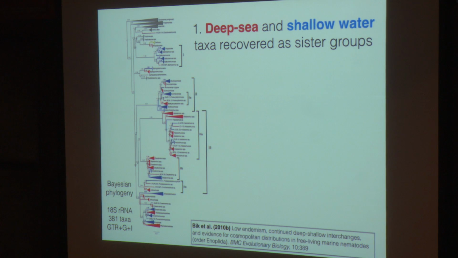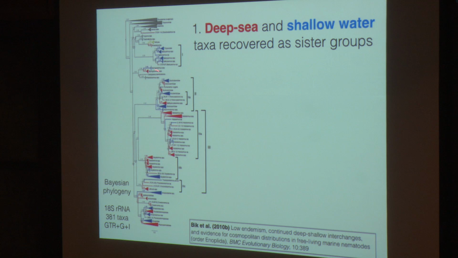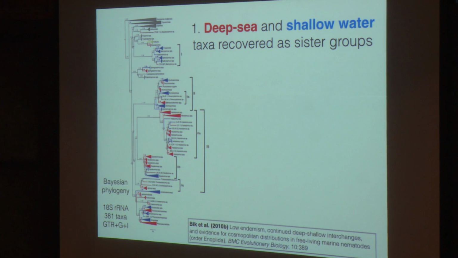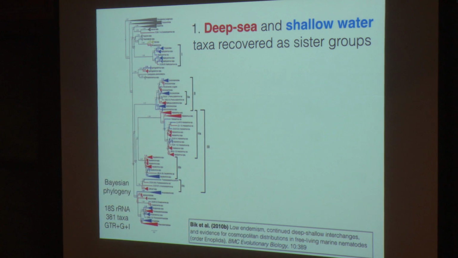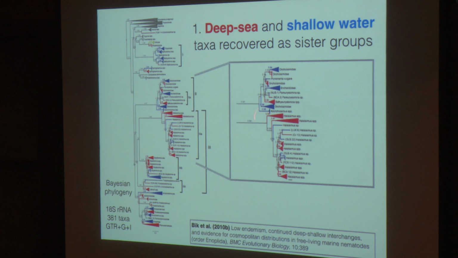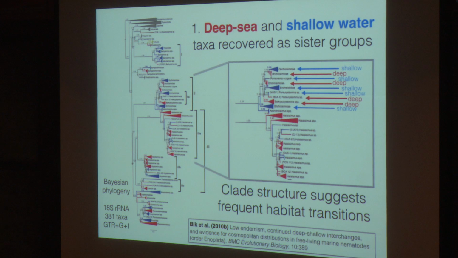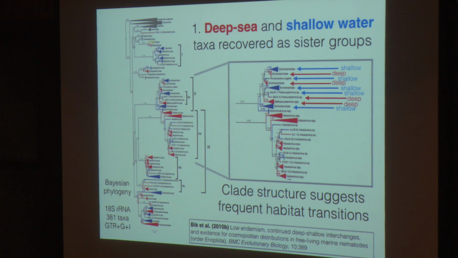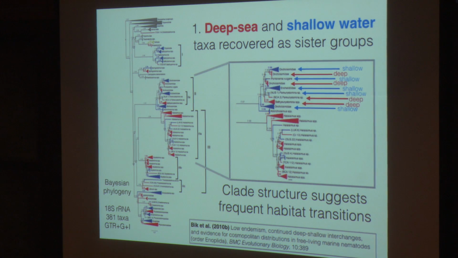Within marine environments, we were also asking about the relationship between deep sea and shallow water taxa. And again, we were seeing a sister relationship. So deep sea are the red clades here, and shallow water are the blue clades. And despite being in completely different habitats, beaches versus sediments that are 5,000 meters deep, the nematodes were consistently recovered as sister groups. So just zooming in on this phylogeny a little bit more, there really is no structure according to depth. So it, again, suggests frequent habitat transitions between deep sea and shallow water. And this was also published in BMC Evolutionary Biology in 2010 in a different paper.